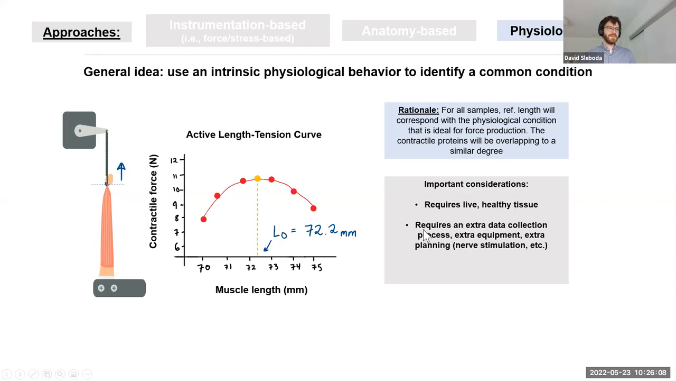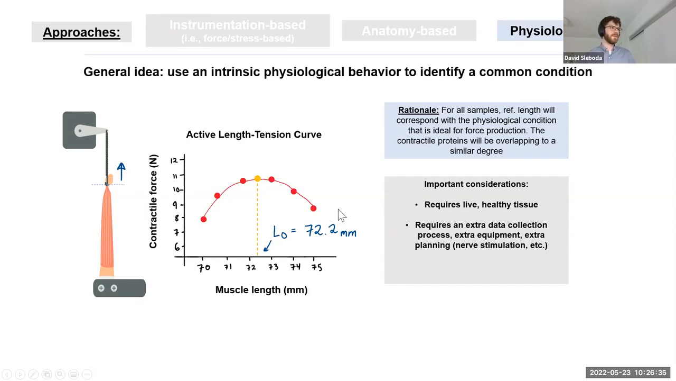It requires a lot of extra work. So it requires an extra data collection process. Collecting this curve can take an hour or two once you get the muscle all set up and actually do all these contractions. And time can be a precious resource when you're dealing with live biological materials. It also requires extra equipment, in this case a rig for stimulating the muscle to contract actively. And it requires some extra planning.